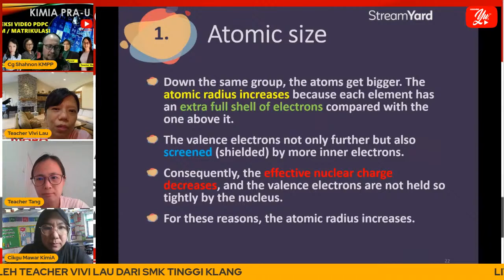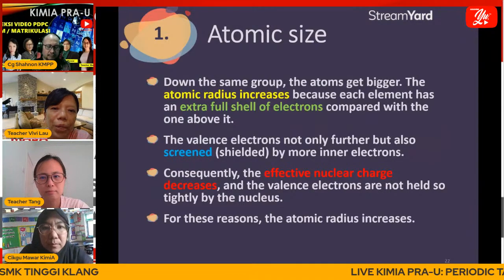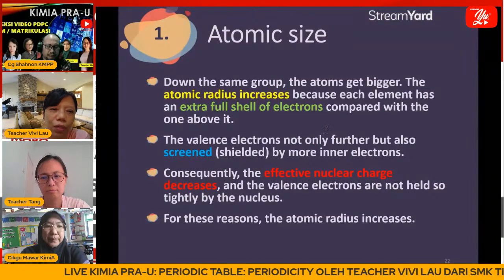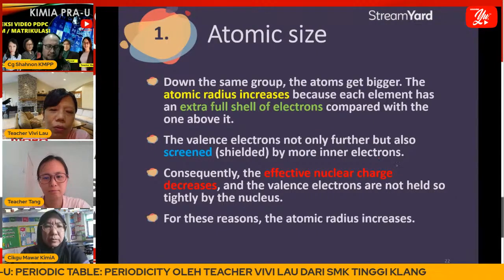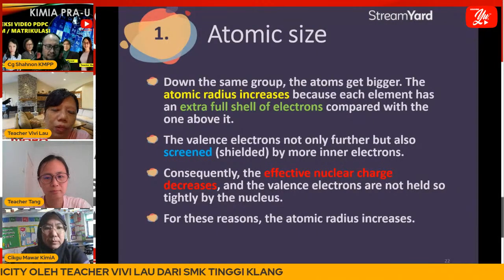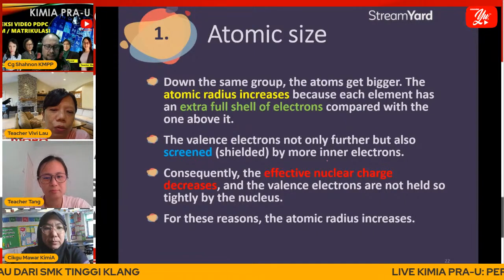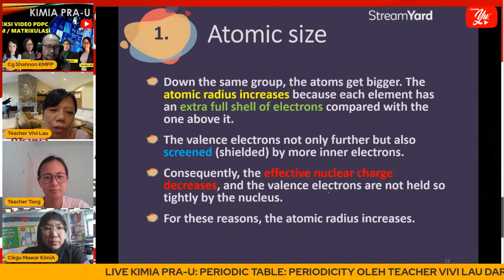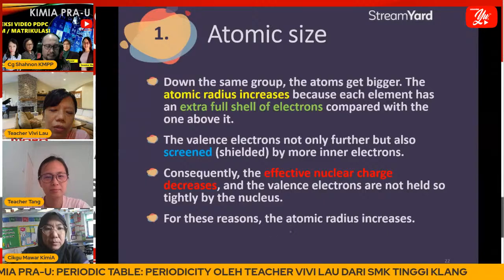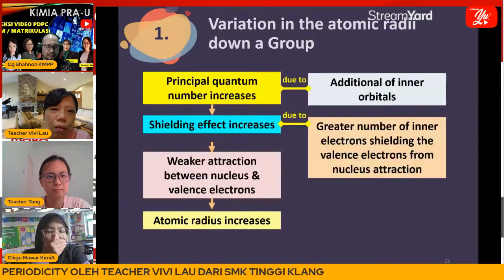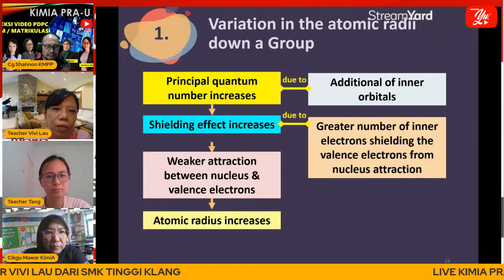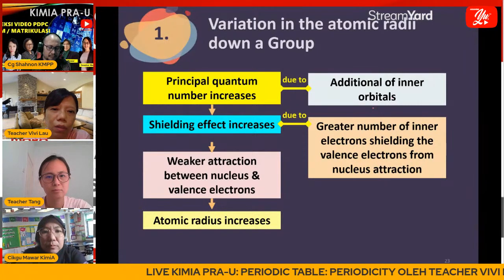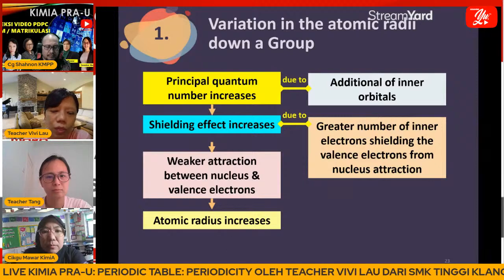Then going down the same group, the atoms get bigger, because each element below has an extra full shell of electrons. The valence electron is not only further away but also has better screening by the more inner shell electrons. The screening effect increases, so the effective nuclear charge decreases. The valence electrons are not held so tightly by the nucleus, and the atomic size increases. So this is the key point: going down the group, additional inner orbitals, screening effect increases, so weaker attraction and atomic size increases.